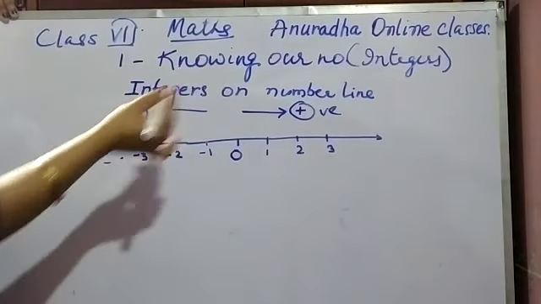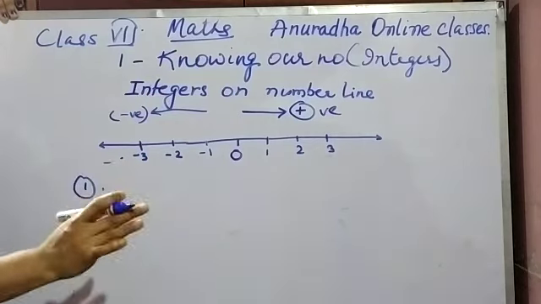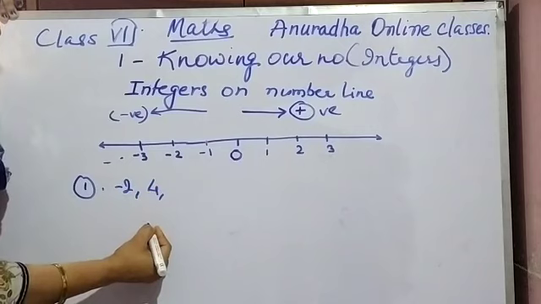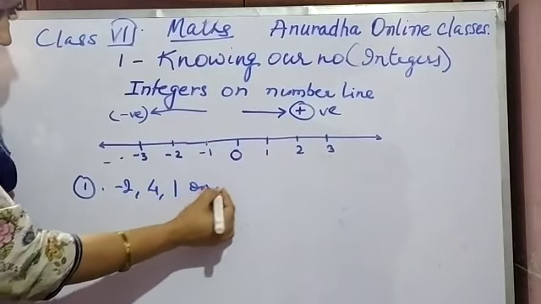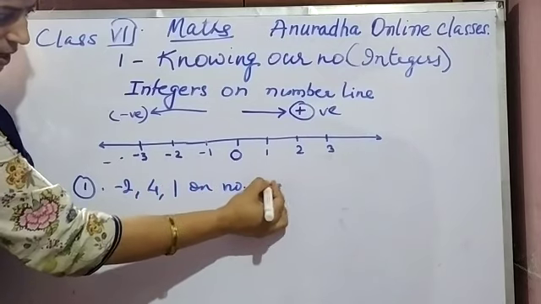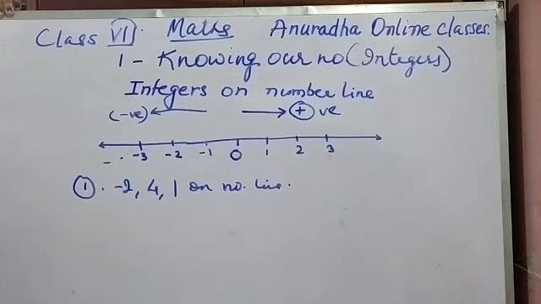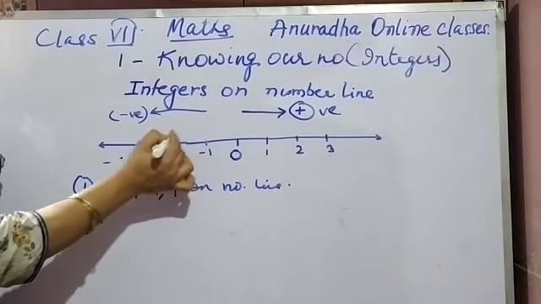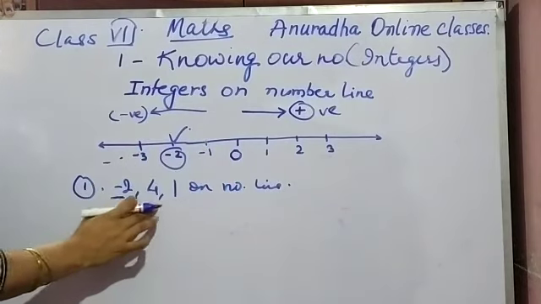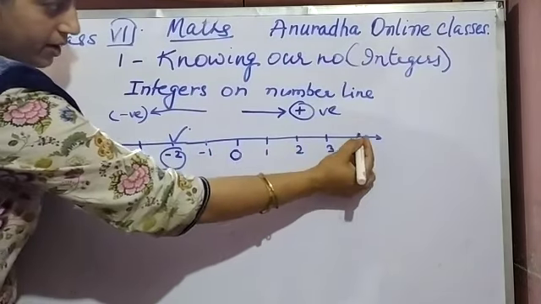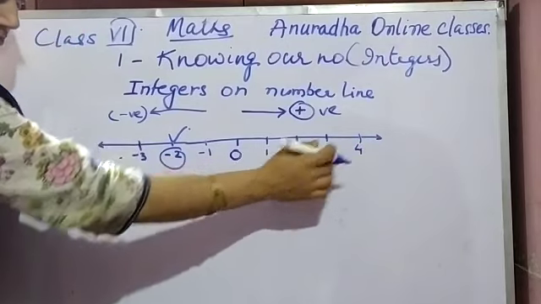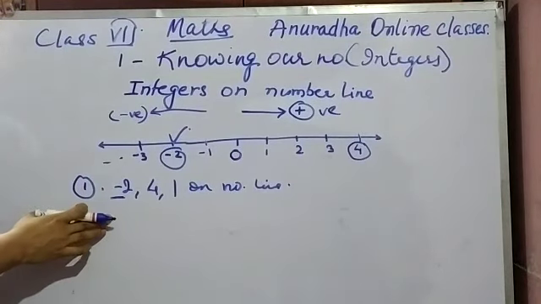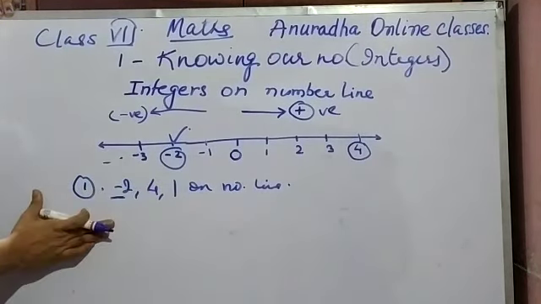Now, if the question is, you have to show minus 2, then 4 and 1 on the number line. So how will you show it? See, minus 2. Where is minus 2? 0, 1 and 2. Minus 2. Here is minus 2, this one. Then 4. 0, 1, 2, 3 and here it is 4. You have to circle it so that you can represent it on the number line. It will be represented like this.